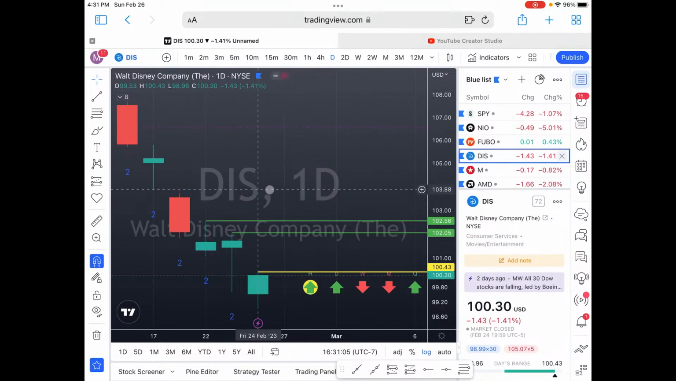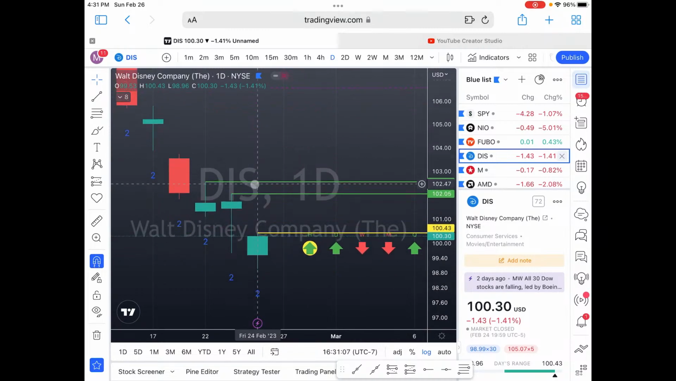Disney, same setup, 2 down, finish green. And this is what I mean, guys. When you have a 2 down that finishes green, just like this one, we looked for Disney to go up on Friday, and it didn't. And that's okay. We play probabilities. And every strategy and every trade that we look at is based off of a probability. Now, does that probability work out?